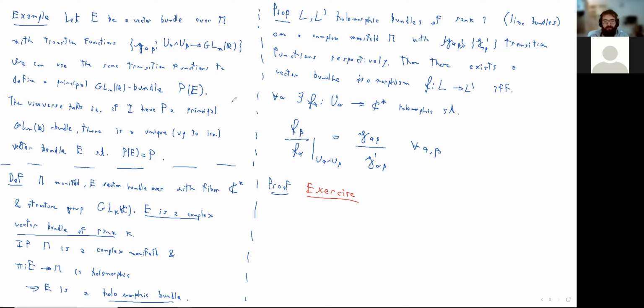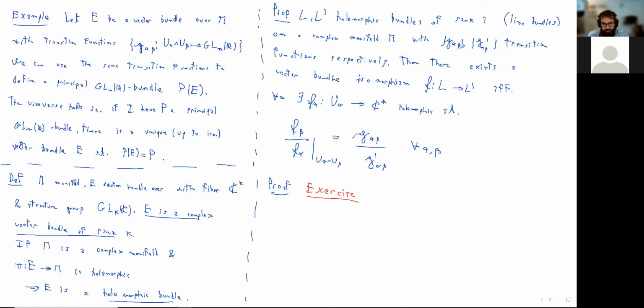And the fact here is that everything actually becomes easier. Because we have rank 1, so instead of having F beta times the inverse matrix of F alpha, you simply have F beta divided by F alpha, and the same here. Because these G alpha beta, the transition functions of rank 1, are simply non-zero complex numbers.